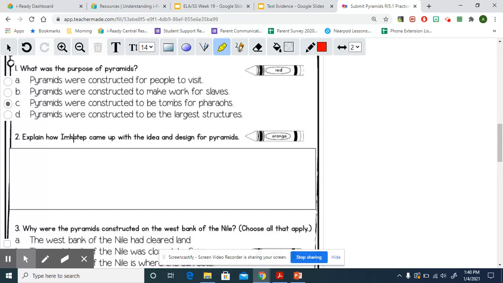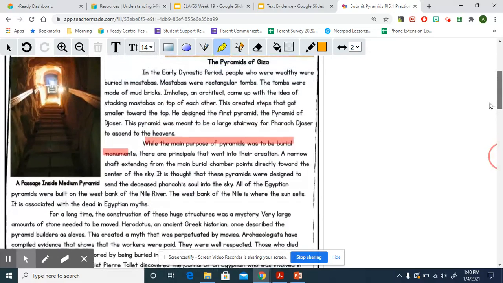All right, the next one. Explain how Imhotep came up with the idea and design for pyramids, and they want this in orange. So we're trying to find where Imhotep came up with the idea and design for pyramids.